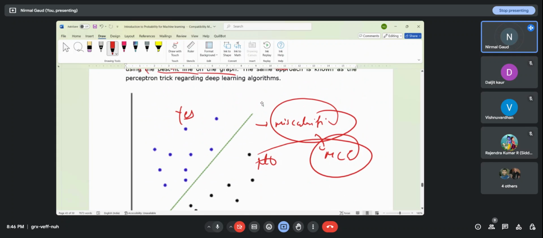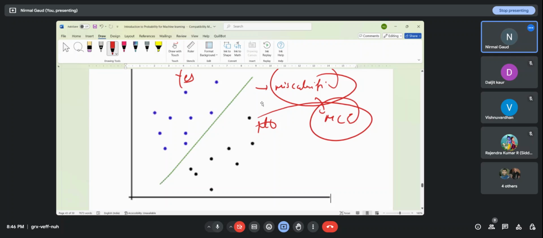So identify a line or a decision boundary. We also call it a decision boundary. Identify that thing that can divide your data into the two classes in the best way. That is maximum likelihood estimation.